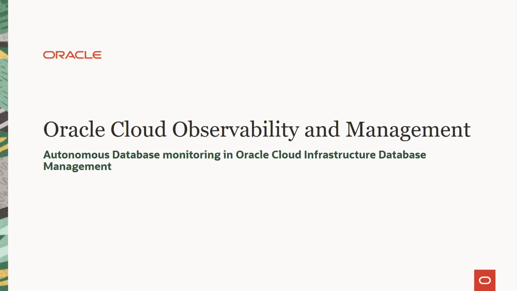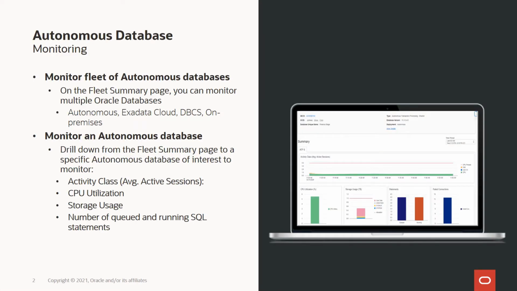Here is a short video that covers the monitoring capabilities in the Database Management Service for Oracle Autonomous Databases. For monitoring Oracle Autonomous Databases, you can monitor them as a fleet, wherein on the fleet summary page, you can monitor multiple Oracle databases, which includes Autonomous Database, Exadata Cloud, Database Cloud Service in the form of virtual machines or bare metal, and also on-premises databases.